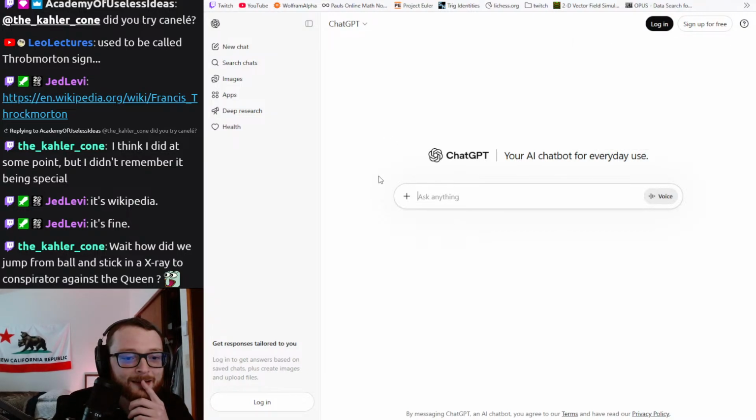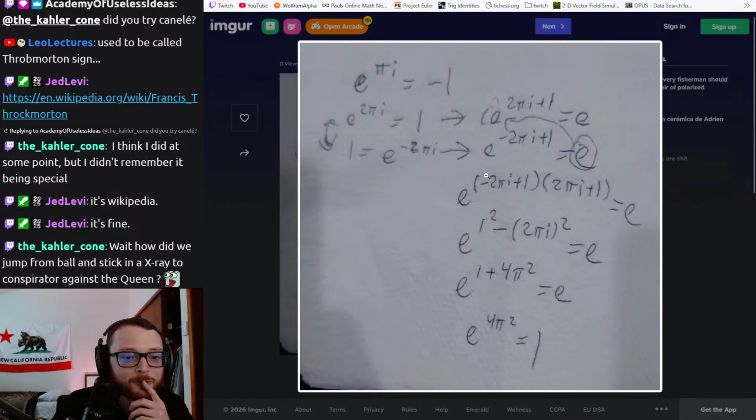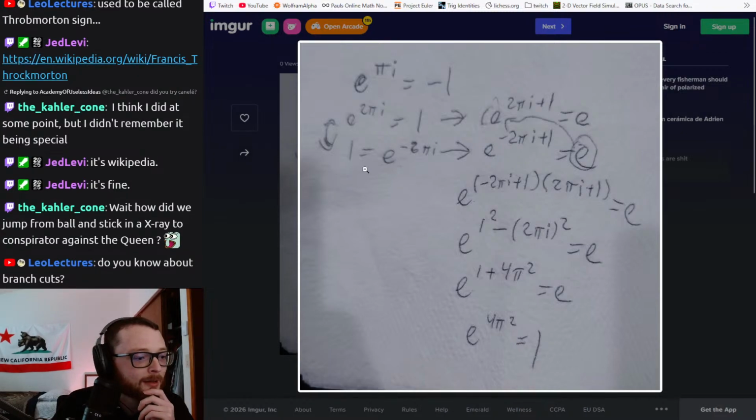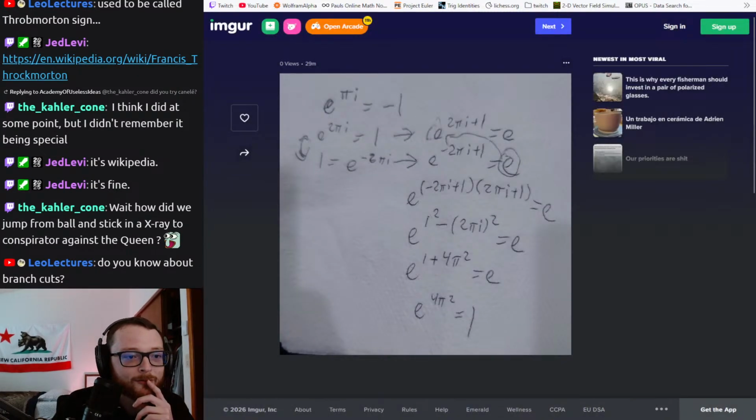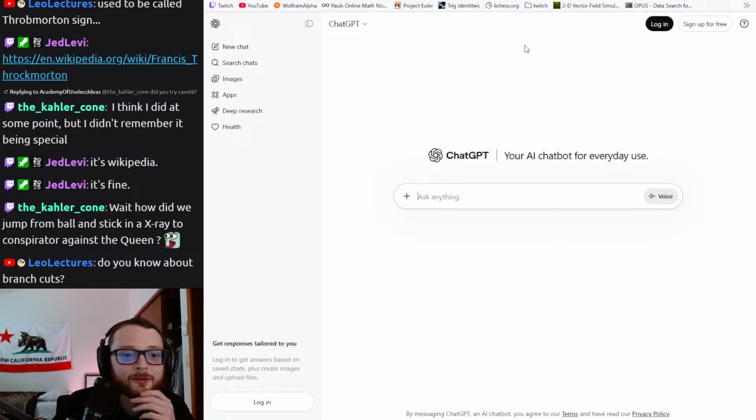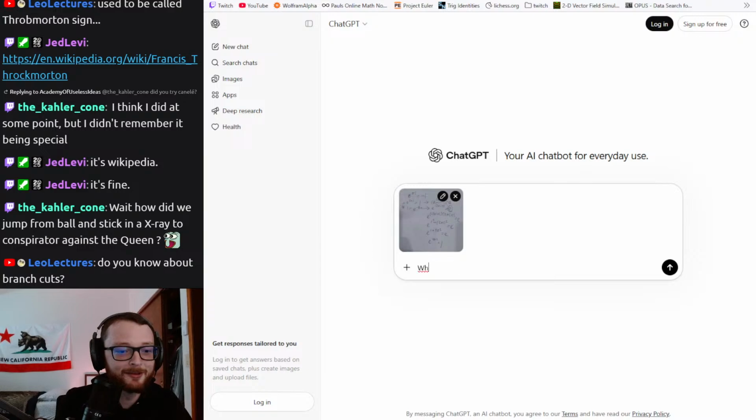Add photos. I need to download the photo. Save image. It's not saving. Yeah, it definitely has something to do with branch cuts. Okay, there's that. Okay. What is the error in this proof that pi equals 0?